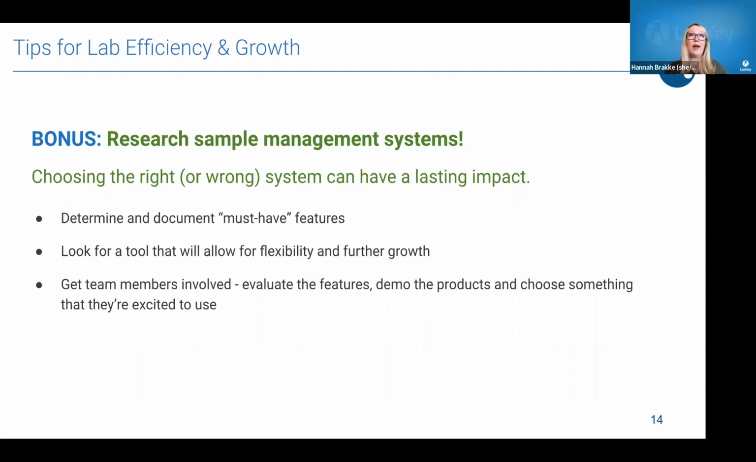I think I recognize some names on the participant list here.